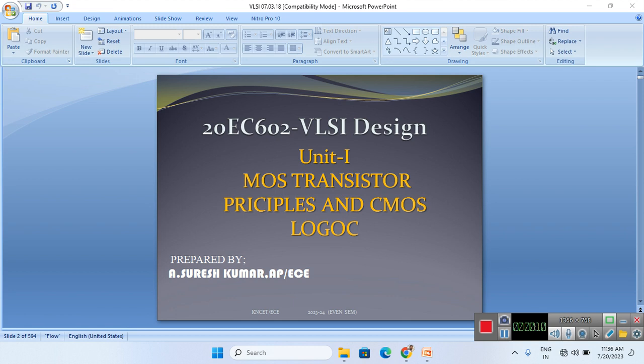Today we are going to discuss, in the subject of VLSI design, unit number one, MOS transistor principles and CMOS logic. Basically, in this unit we study various concepts of the MOS transistor: how the MOSFET works, what the behavior of the MOSFET is, how it works ideally and how it works in the non-ideal case, that means practically. These are the questions we are going to study in this first unit.